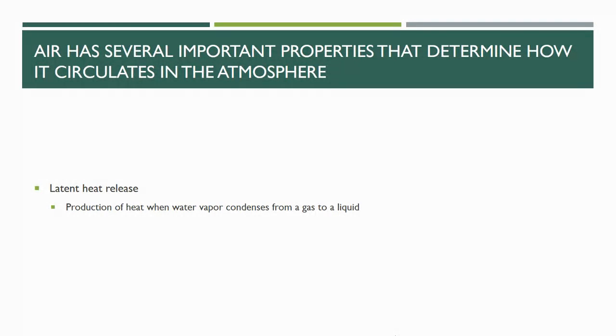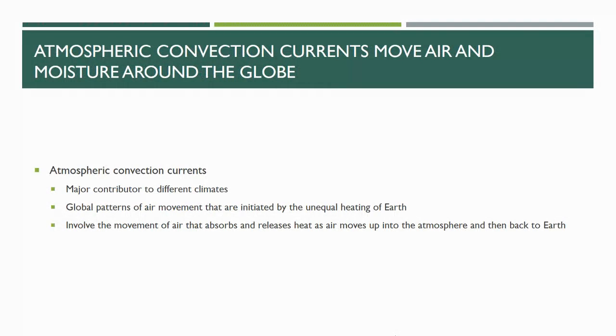Finally, latent heat release is the production of heat when water vapor condenses from a gas to a liquid. Putting that all together gives us atmospheric convection currents, which are a major contributor to different climates on our Earth. Global patterns of air movement are initiated by the unequal heating of Earth that we talked about last time. They also involve the movement of air that absorbs and releases heat as air moves up into the atmosphere and then back to Earth.